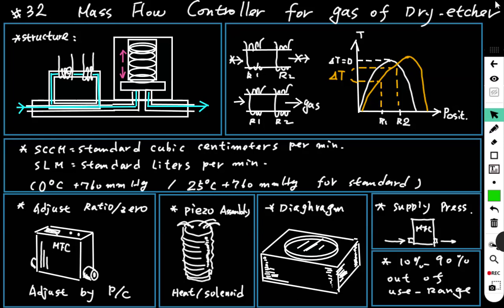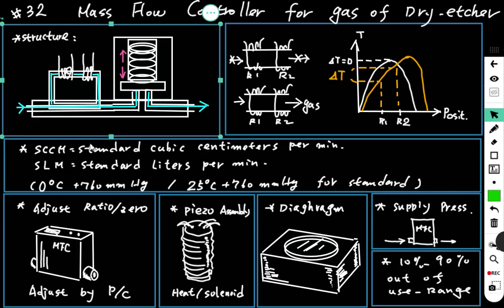Hello everyone, we are going to talk about the mass flow controller for gas of dry etch. The mass flow controller structure is like this. This is the gas piping, and the flow goes this way, left to right. I will use the bypass piping here, a little bypass.